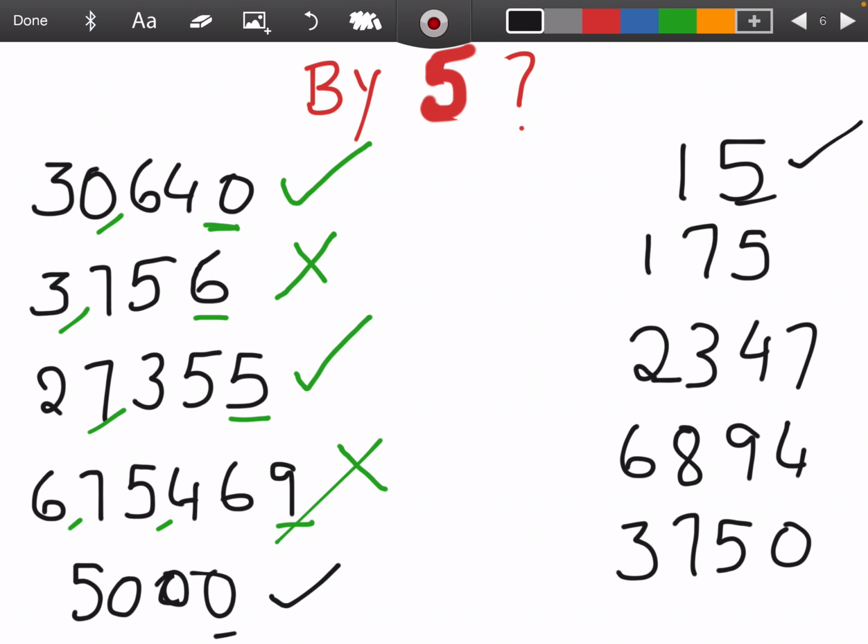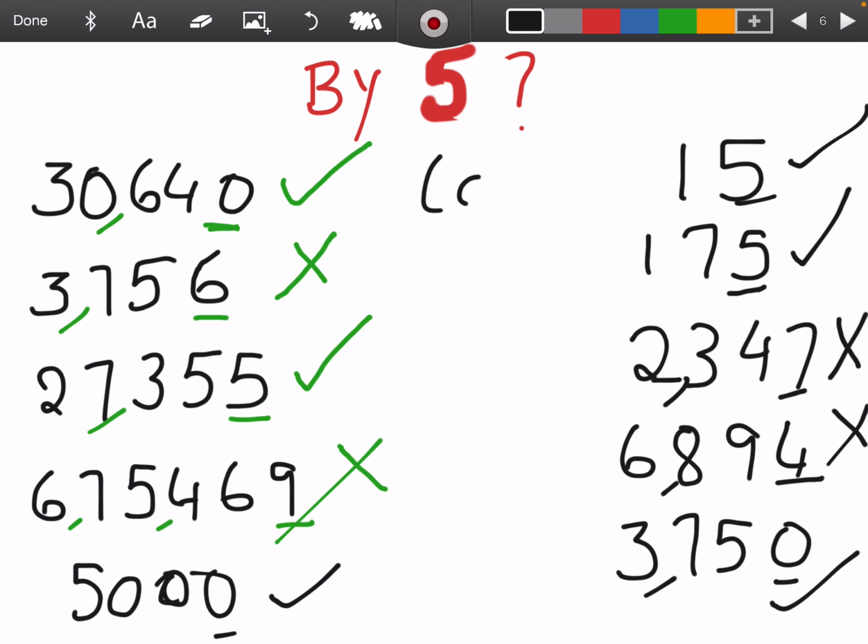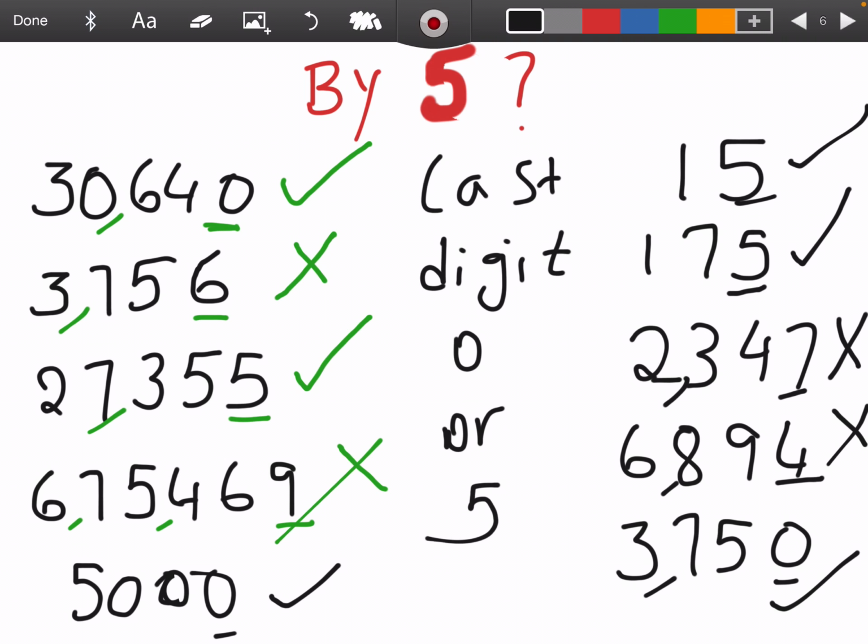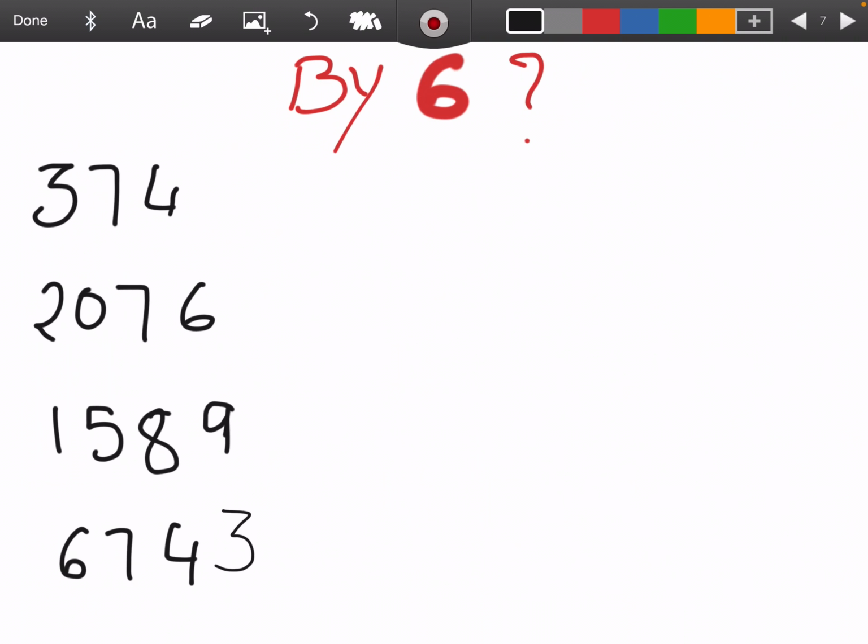Last digit is 5. 15 is divisible by 5. Last digit is 5. 175 is divisible by 5. Last digit is 7. So 2347 is not divisible by 5. Last digit is 4. 6894 is not divisible by 5. And last digit is 0, meaning 3750 is divisible by 5. So the divisibility rule of 5 is: if the last digit is either 0 or 5, then the whole number is divisible by 5. So these are the divisibility rules for 2, 3, 4 and 5.